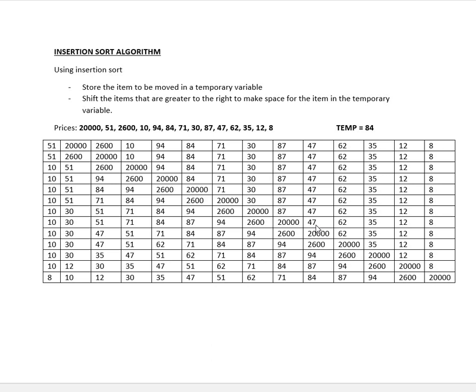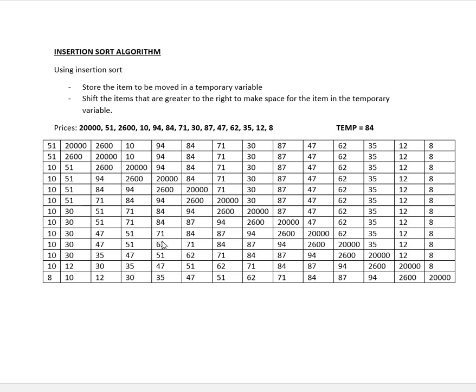So we place 47 in the temporary variable, and we decide where it's supposed to go. So 47 is greater than 30 but less than 51. So it would be placed right where the 51 was, and everything else would have been shifted over.